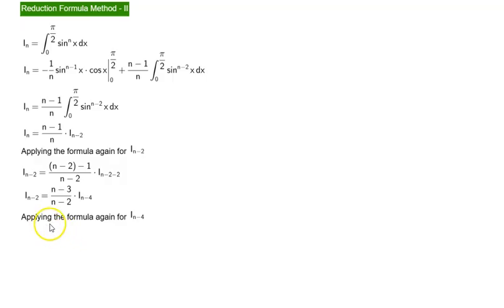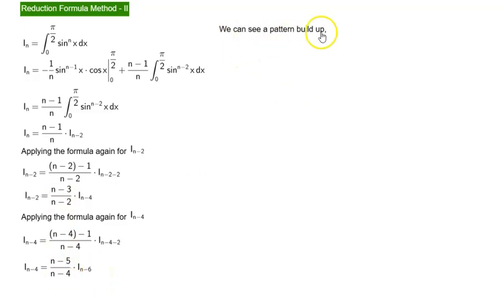Applying it again, we get I sub n minus 4 is equal to n minus 4 minus 1 by n minus 4 times I sub n minus 4 minus 2. Now simplifying this, we get I sub n minus 4 is equal to n minus 5 by n minus 4 times I sub n minus 6. If we go through these, we can see a pattern build up.